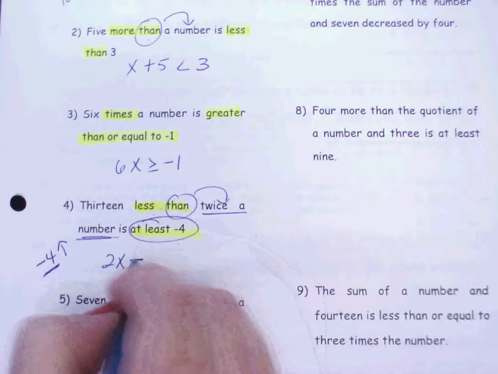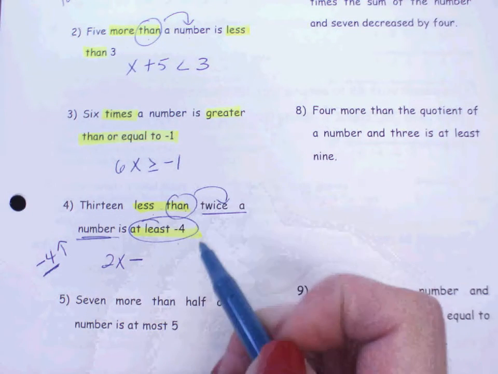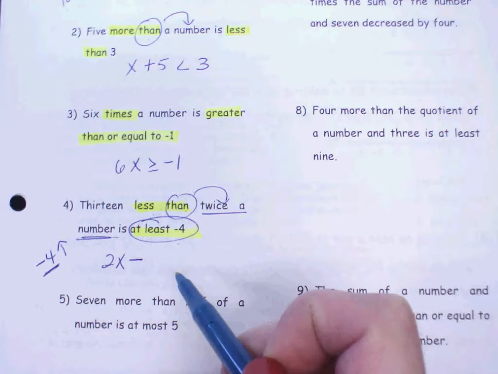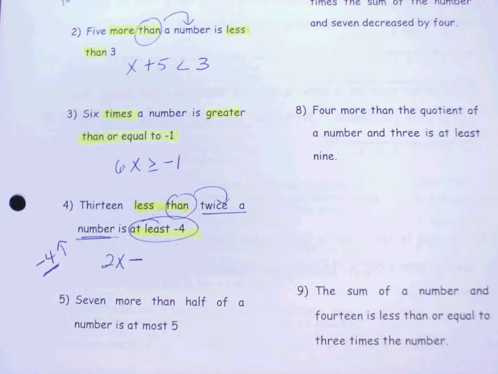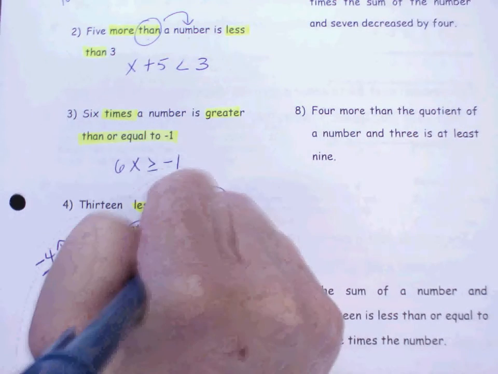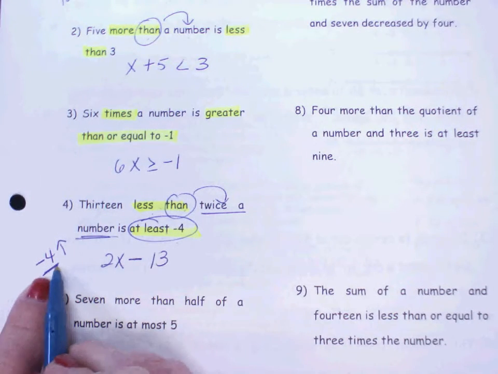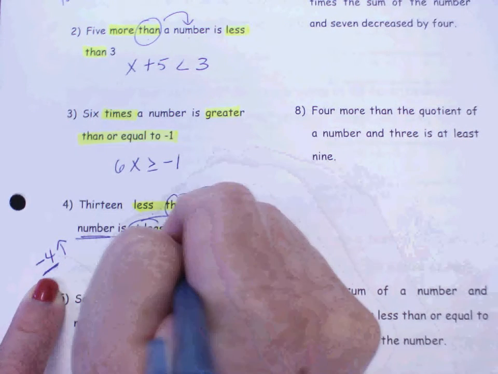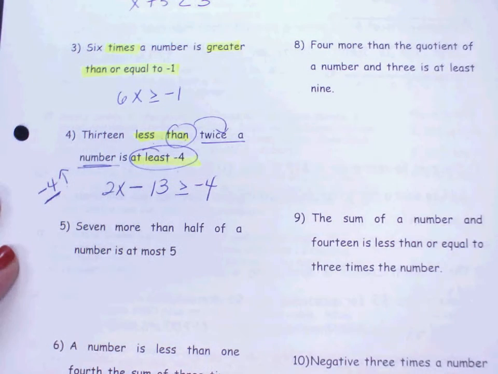What does less than mean? Minus. And how many am I taking? Read it. Okay, read the problem. Thank you. 13. I'm taking 13. 13 less than. Okay, so if it's at least, it has to be what? Greater than or equal to? Arrow pointing up. What does it mean? Greater than or equal to negative 4. All right, number 5.